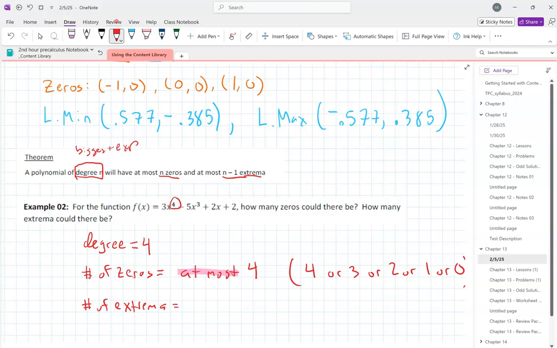What's the number for the extrema? Is it 3 only? What word should I include before that? At most 3. One less than the degree. So again, you could write that as 3 or 2 or 1 or 0. Or you could just write the 2 words at most. I'm going to write the 2 words at most.